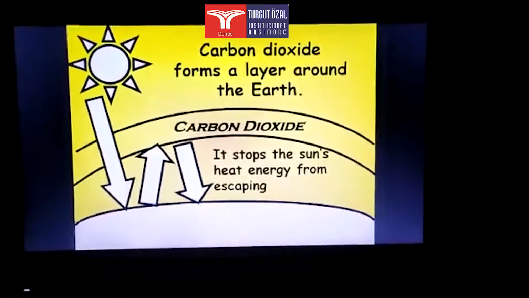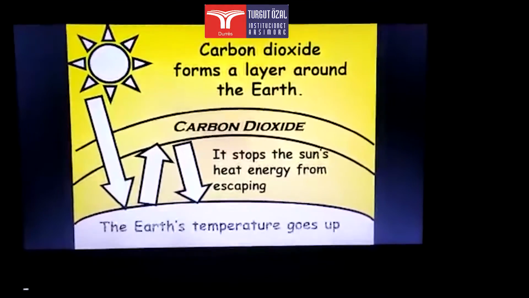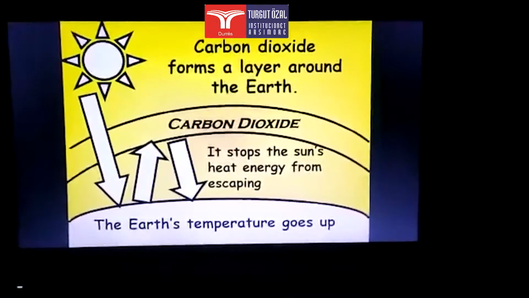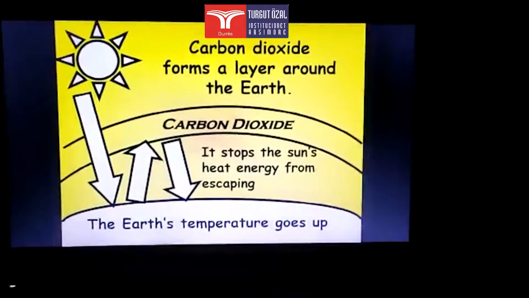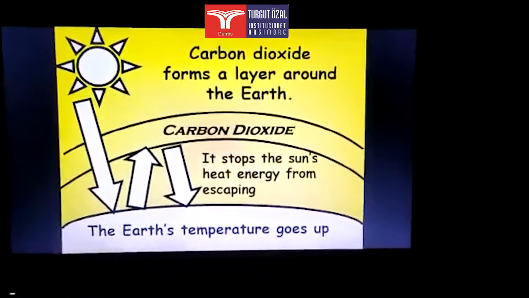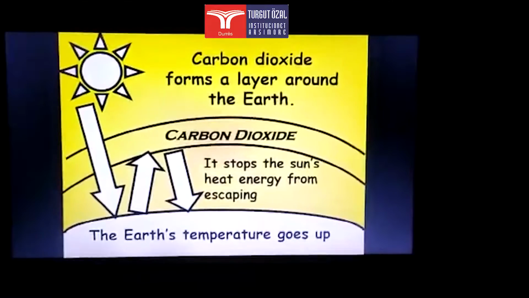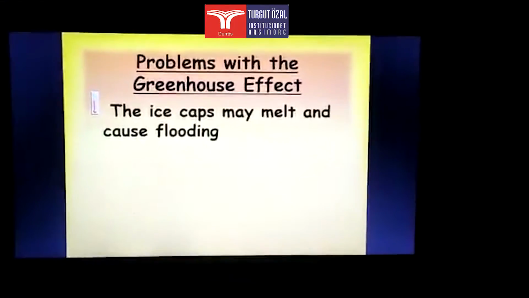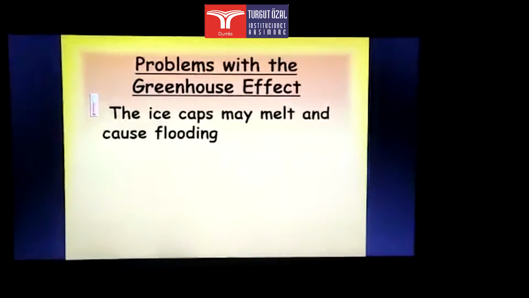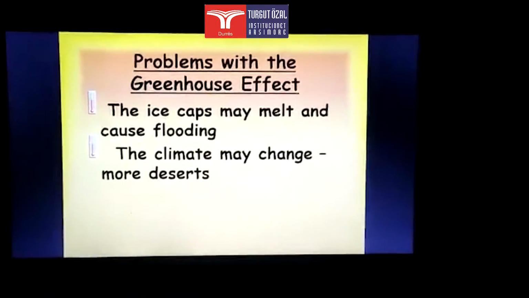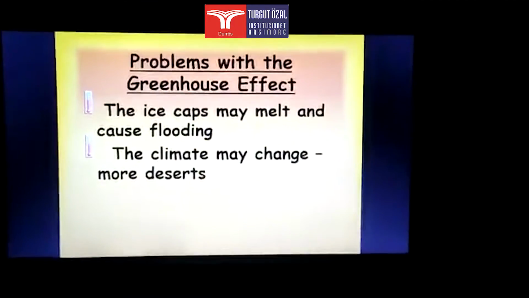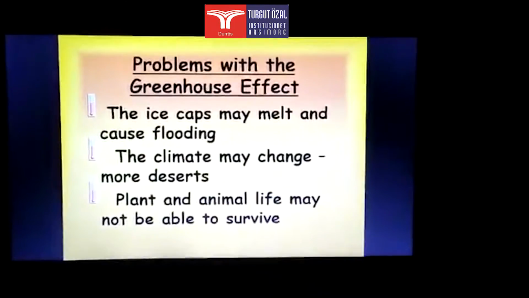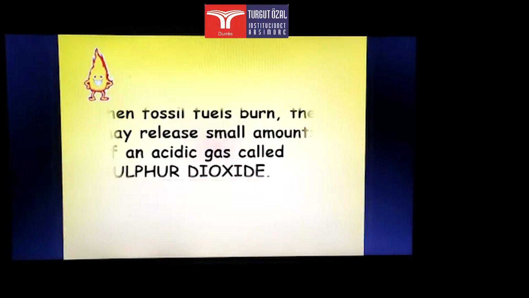Here is the picture of the greenhouse effect. Carbon dioxide forms a layer around the Earth. It stops the sun's heat energy from escaping and the Earth's temperature goes up. The problems of the greenhouse effect. The ice caps may melt and cause flooding. The climate change makes more deserts. Plant and animal life may not be able to survive.